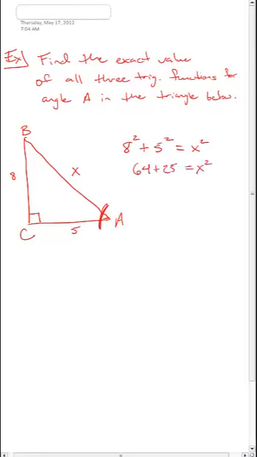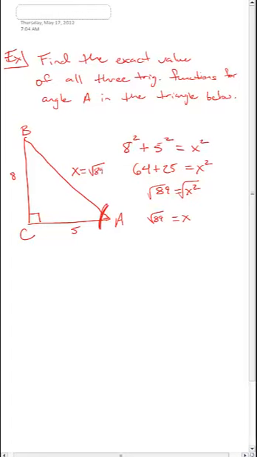Once you have that, 8 squared is 64, plus 5 squared is 25, should be equal to x squared. 64 plus 25 is 89, equals x squared. And then taking the square root of each side, we'll be left with x is equal to the square root of 89. So we know the length of the hypotenuse here is the square root of 89.